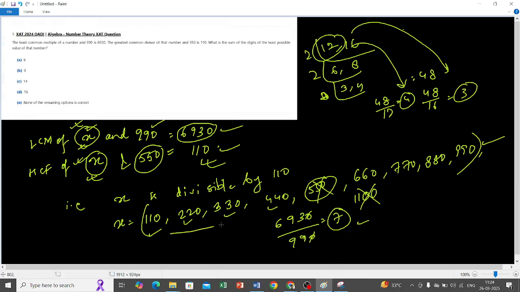Out of these values of x, which one is the multiple of 7? Which is divisible by 7? 770. Tell me, did you understand till here?